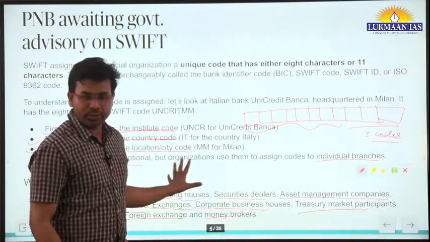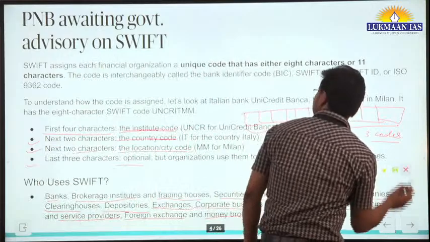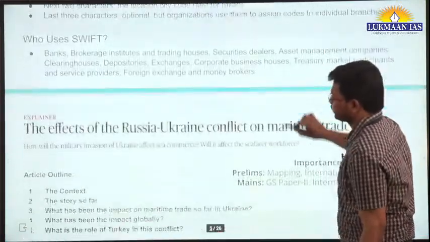So is it clear about SWIFT? Okay. With this, now let us move to the next topic.